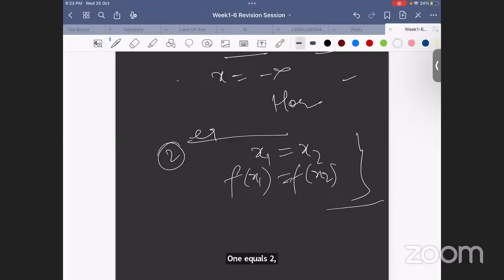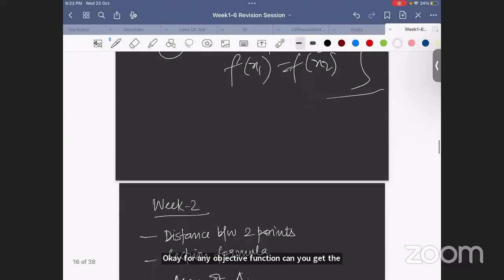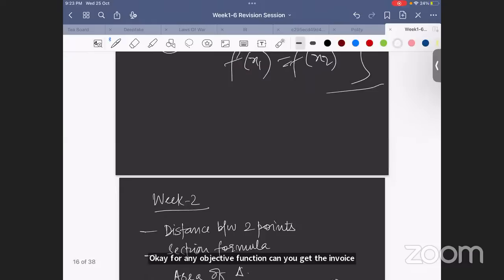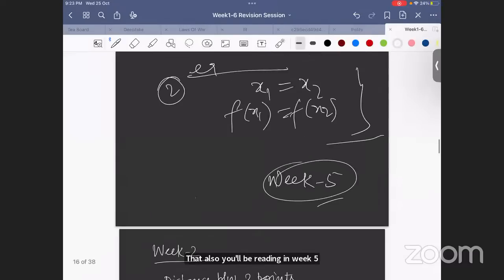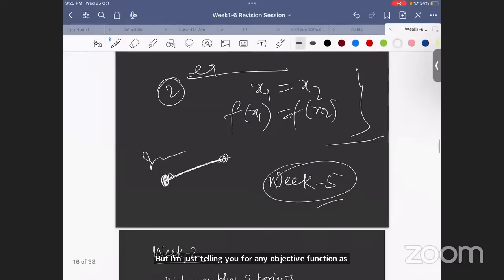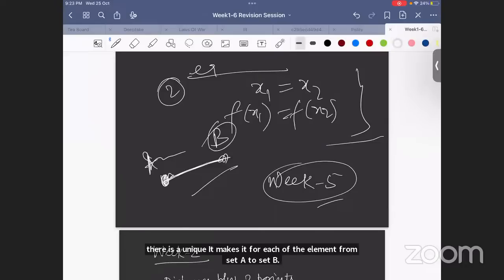Is it clear? Yes, sir. Is there any doubt in this? Move to injective the function next week. No. Okay, for any injective function, can you get the inverse? That also you will be reading in week 5. But I'm just telling you, for any injective function, as there are unique images for each element from set A to set B, you can get the inverse also. Correct?